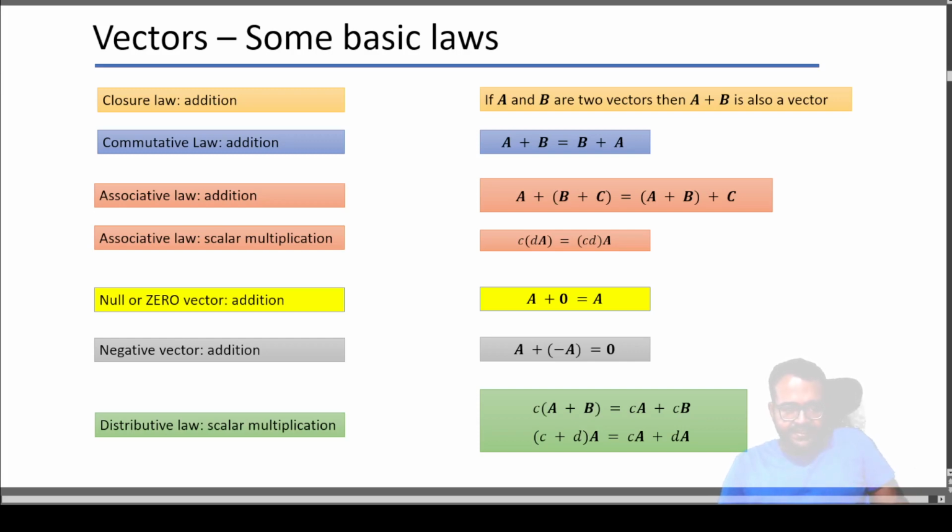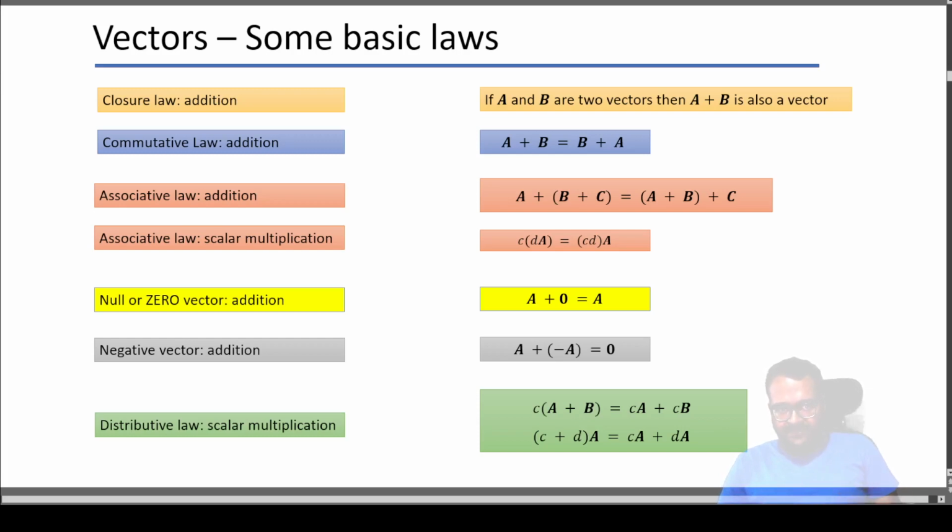Finally, the distributive law. If you are multiplying C, a scalar, with A plus B, two vectors, we get C multiplied by A plus C multiplied by B. C multiplied by A plus B is CA plus CB. C plus D multiplied by A is CA plus DA. This is called the distributive law.